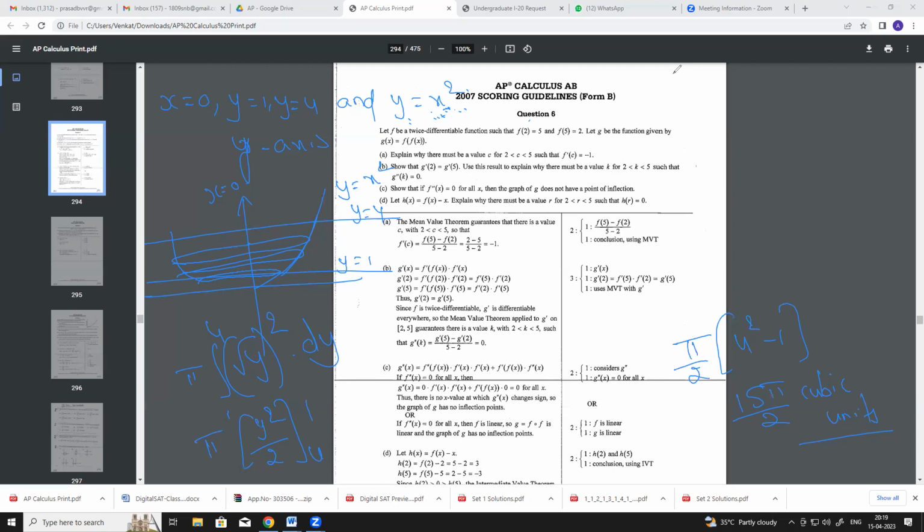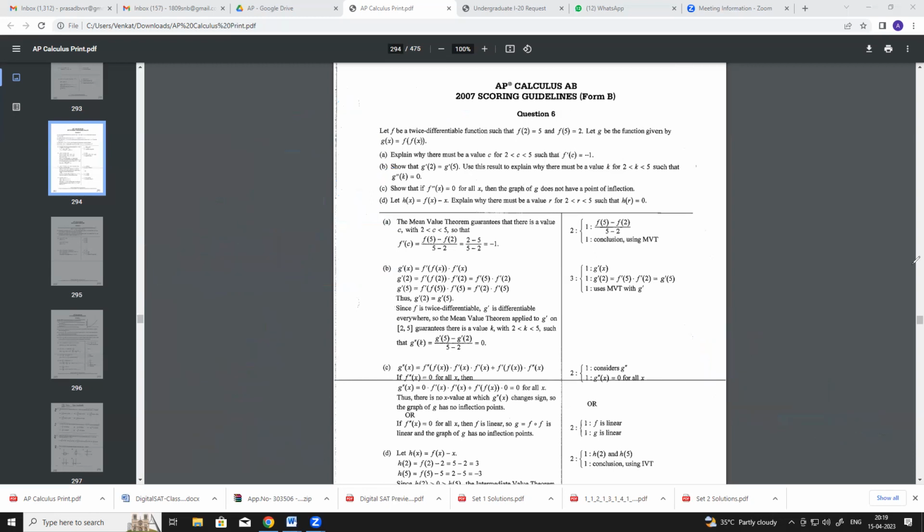I'll give you one or two more questions on this, then we'll do actual questions based on this. The next question: I told you, we can also rotate around the x-axis, y-axis, or around a horizontal line like y is equal to 1. Find the volume of the solid formed by the curve y is equal to root x on the lines x is equal to 1 and x is equal to 4.